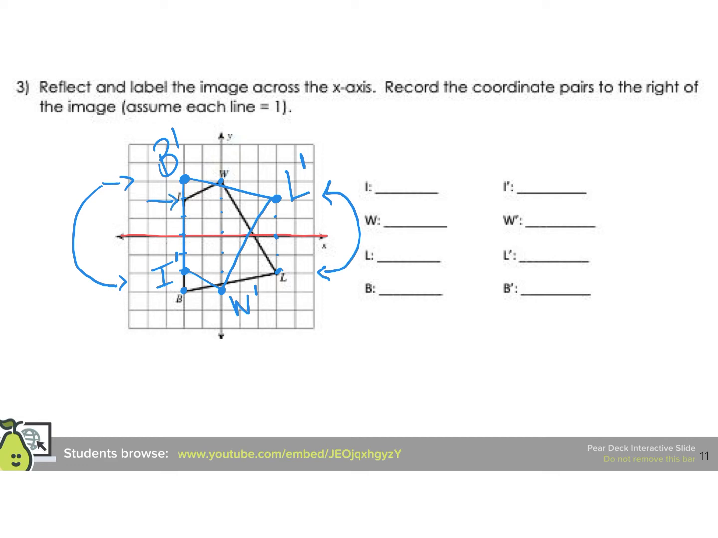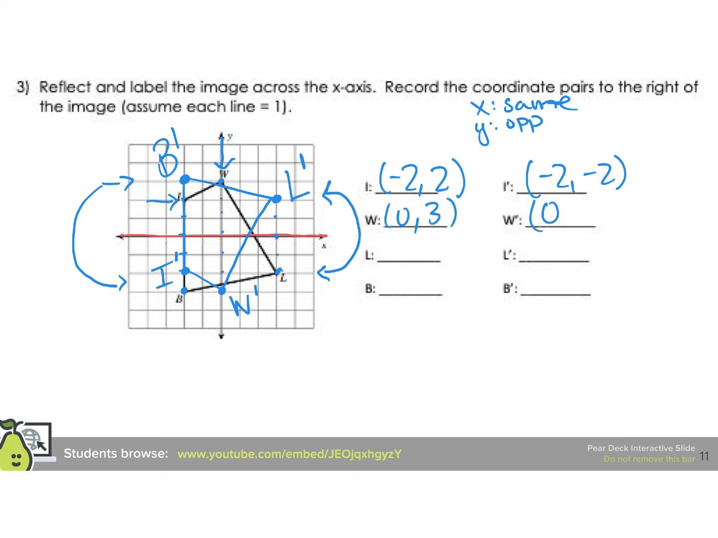So now let's record our ordered pairs, starting with I. So the original I was right here at -2, 2. So I prime, remember x's are the same, y's are their opposite. So that's going to be -2, -2. Okay. W right here is at 0, 3. W prime, x stays the same, y is its opposite.